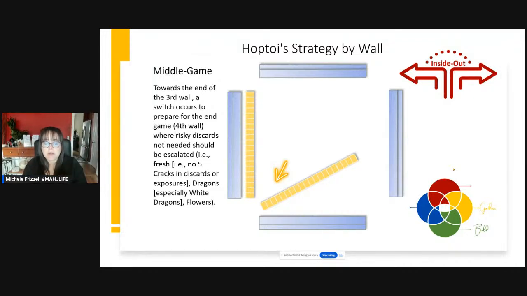And we'll be demonstrating all of this. The key to this particular discard strategy is that you've got to switch it by the end of the middle wall, because you do not want to be holding on to those efficiency tiles if they have not been discarded going into the end game, because they're going to be more and more risky as the game progresses. So you need to switch it to inside out if you're playing to win. So if 4, 5, 6, or 3 through 7 have not been discarded yet, you need to start discarding those before you get to the end of the 3rd wall, because you do not want to have fresh or unseen discards going into the last wall.